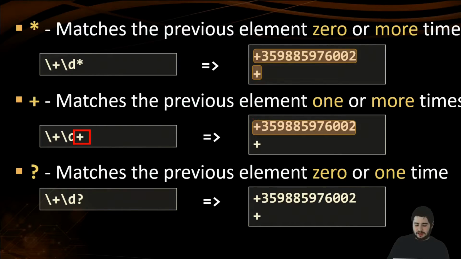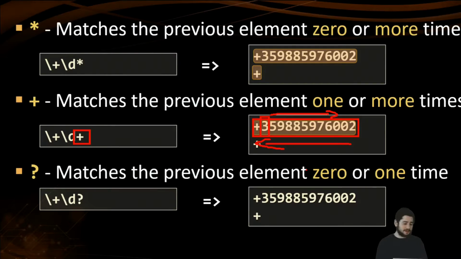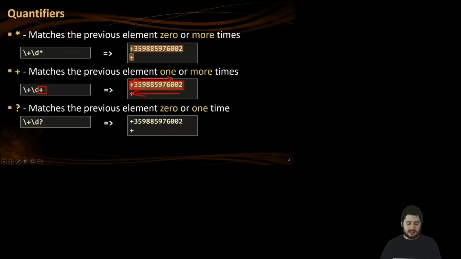In this case, the upper scenario matches because you have a digit and you have it at least once. You even have it more than that. But in the second scenario, this is not matched because you don't have any digit. There should be at least one digit there in order for this pattern to be valid.